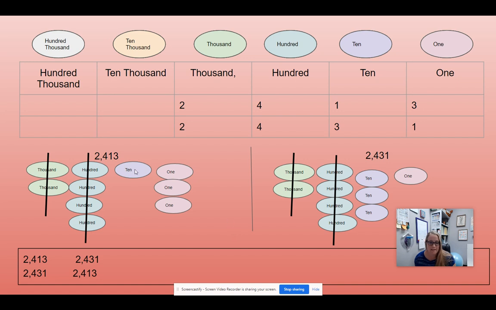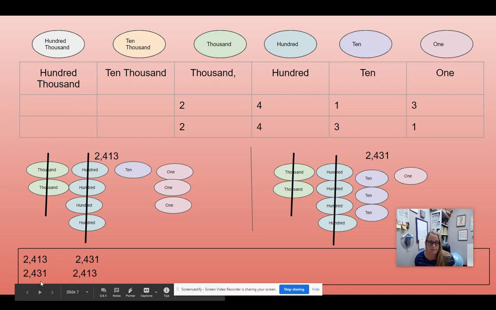Now I have my tens. That's my next biggest place. So this side has 1 ten. This side has 3 tens. Which side is the greatest, 1 ten or 3 tens? That's right, 3 tens is greatest. So that means that this number, 2,431, is greater than 2,413. So I'm going to come down here and I'm going to fill in my inequality statements.